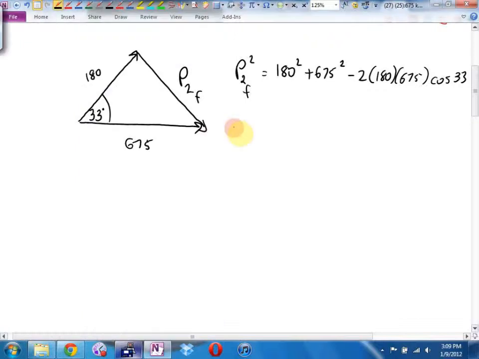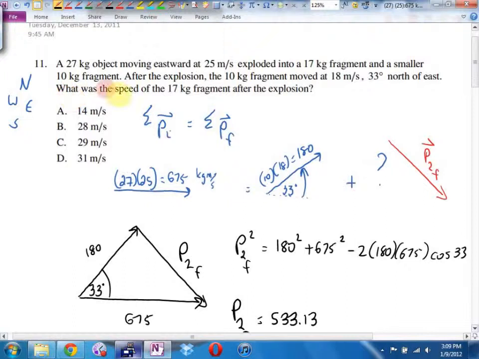Final momentum of object 2 equals 533.13. Now, that's not what this question wanted. This question wanted me to find what was the what. Now, the nice thing is it didn't say velocity, because then I have to do trig to find direction as well. It just wants the speed.